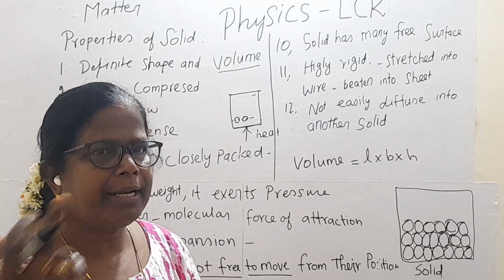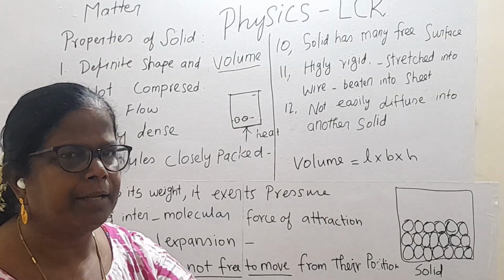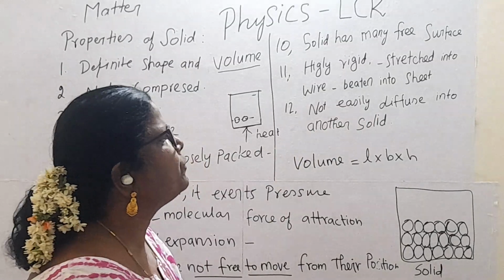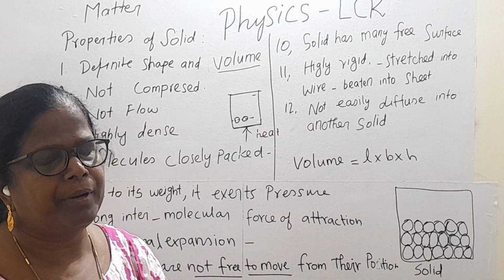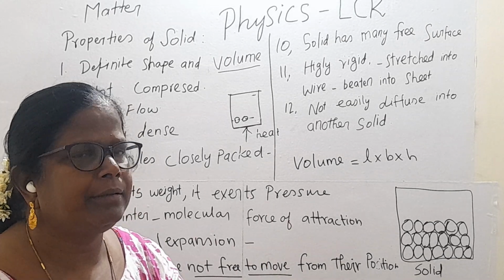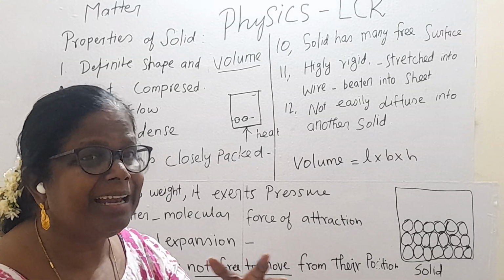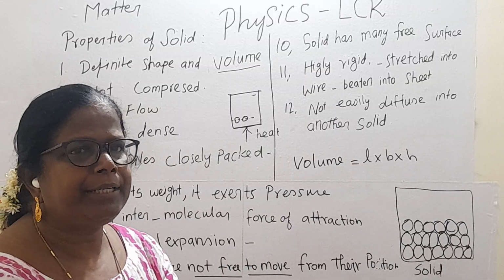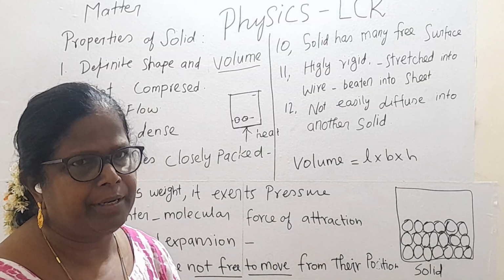But water and such things mix easily. For liquids, I will explain at that time and give an example. So solid does not easily diffuse into another solid. It is not mixing properly. If you heat sugar, it is going to melt. But at ordinary temperature, when you mix, you can see the sugar and salt separately.